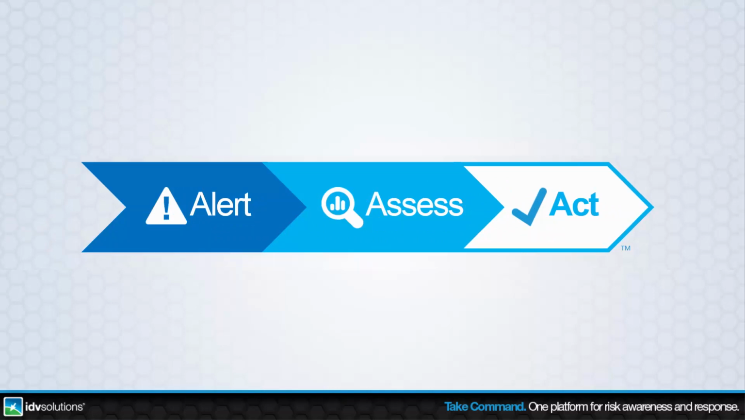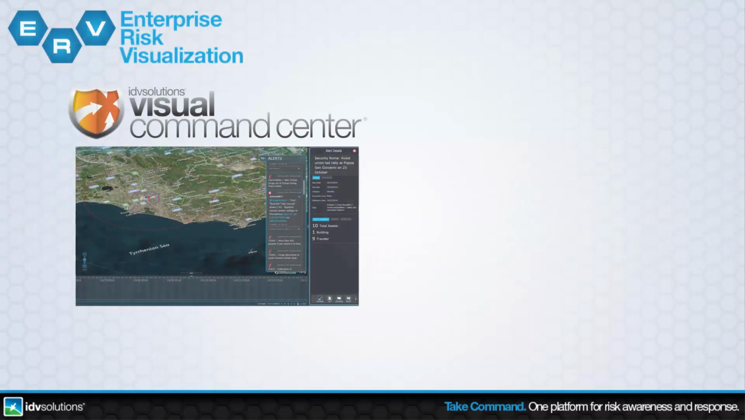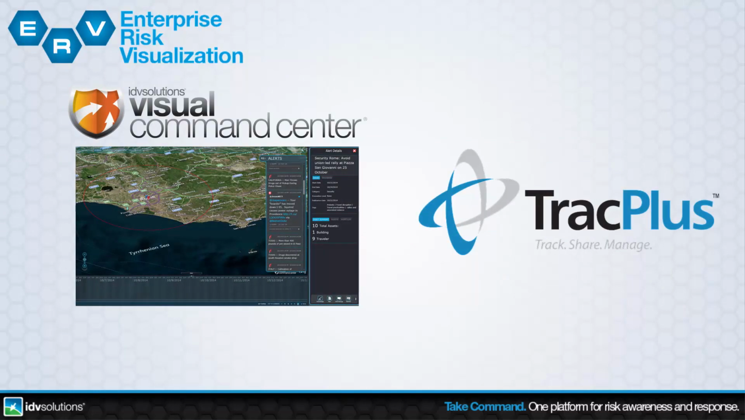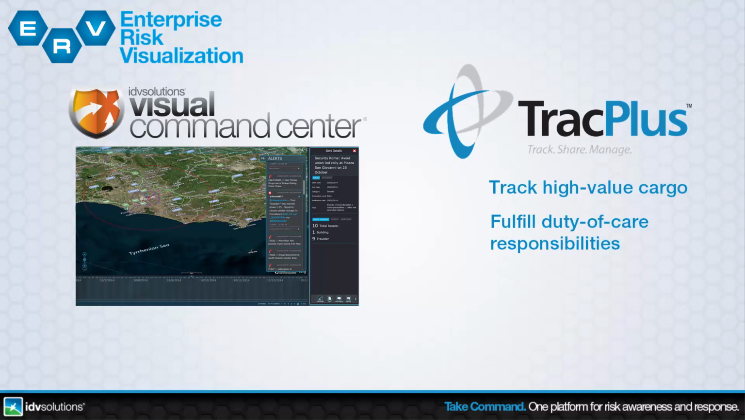To apply this alert, assess, act model to your mobile assets, you can connect Visual Command Center to an asset location and status system like TracPlus. This enables you to track your mobile assets, prevent the loss of high-value cargo, meet regulatory and duty of care requirements, and provide greater security for remote workers.